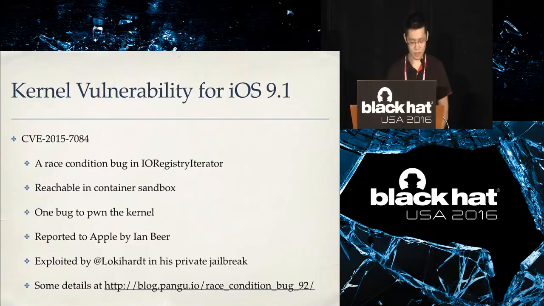We noticed that this bug is very dangerous because it's reachable in the container sandbox. That means any application you download from the App Store or install from the web is able to exploit this bug. Also, this race condition bug, if you find a good way to exploit it, is enough to defeat all the mitigations. You can pwn the kernel with this one single bug.